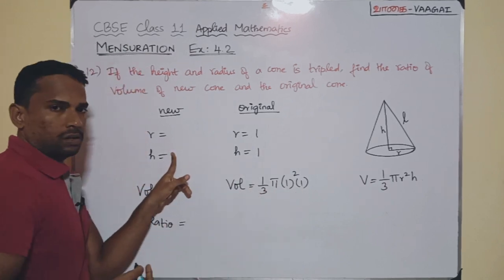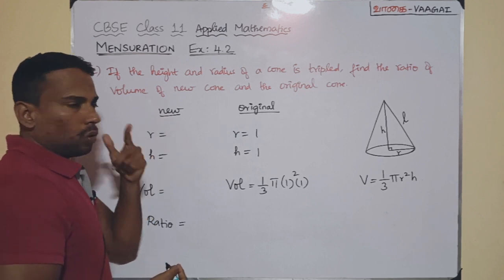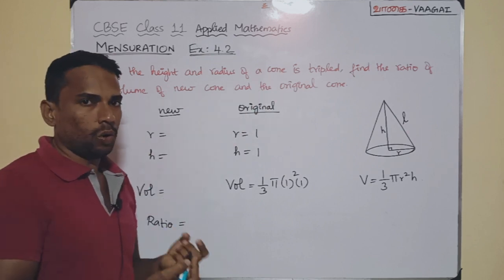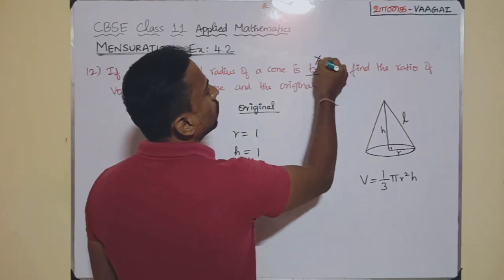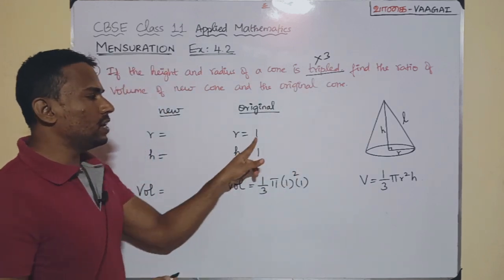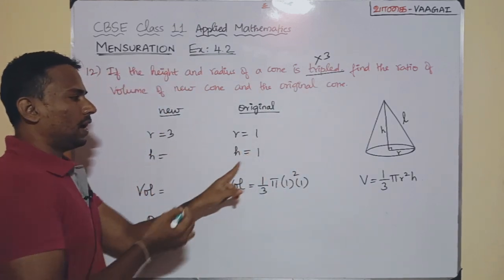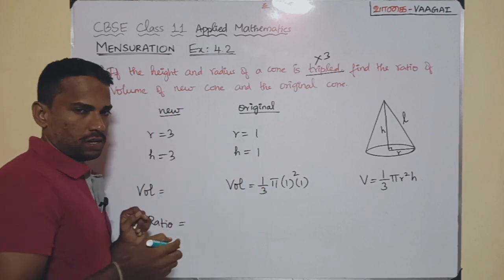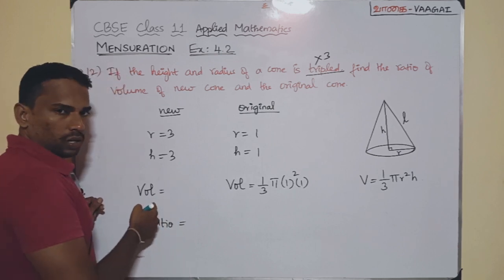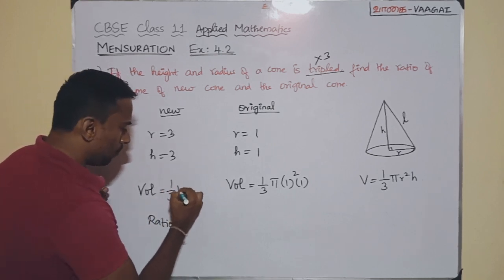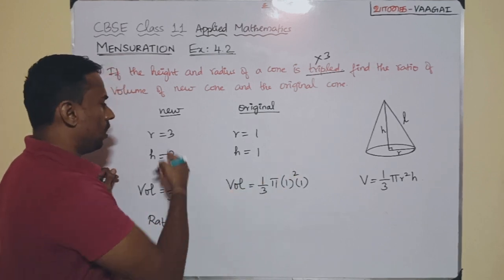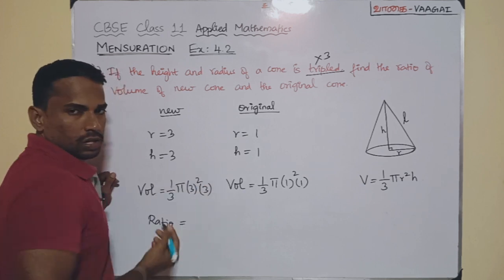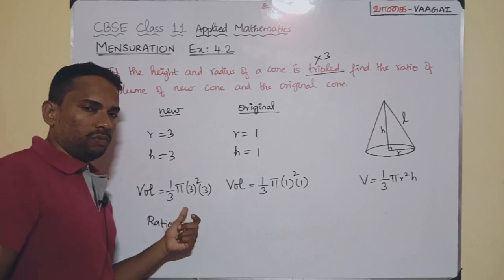Now come here, new cone. For this new cone, the height and radius are going to be tripled. Tripled means 3 times. That's the meaning of tripled. So radius will become 1 threes are 3 and height will become 1 threes are 3. So now the radius and height of this new cone are 3 and 3. Now the volume of this new cone will be 1 by 3 pi r square into h, where the radius is 3, so 3 square, into height, which is also 3. That's it, very simple. Now I need to take the ratio of these two quantities only.